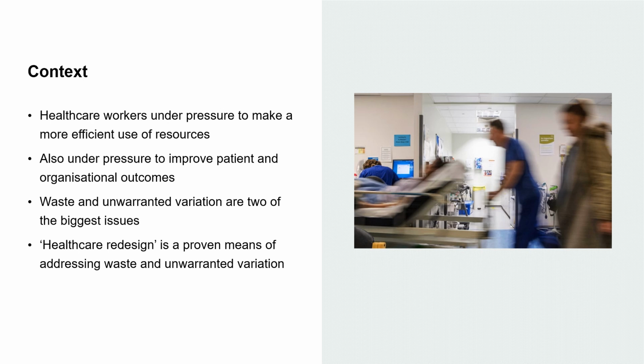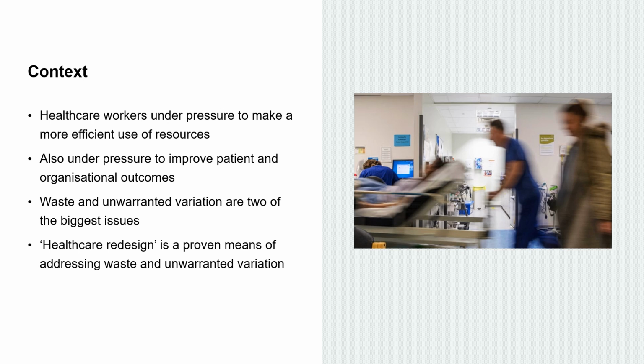So waste is basically anything that doesn't add value to a patient's journey as they go through the hospital system. This might be something like ordering unnecessary tests, or when the hospital stockpiles supplies that they don't really have any need for. Unwarranted variation basically refers to situations where there is inconsistency in the care provided to patients, which can't be explained by any other factors.